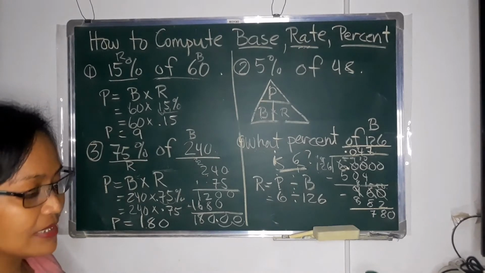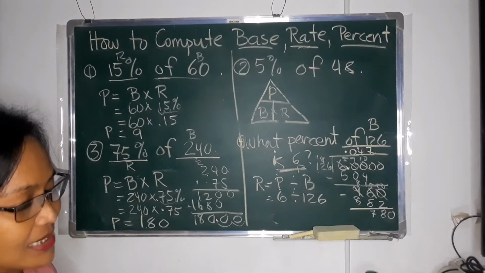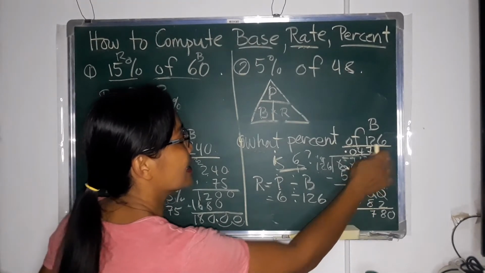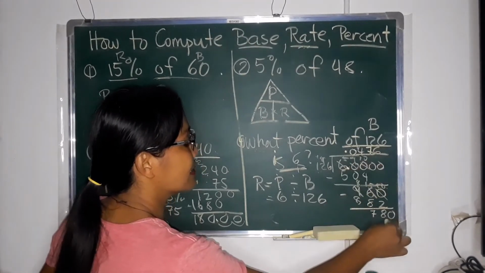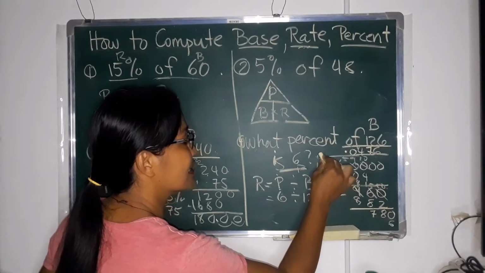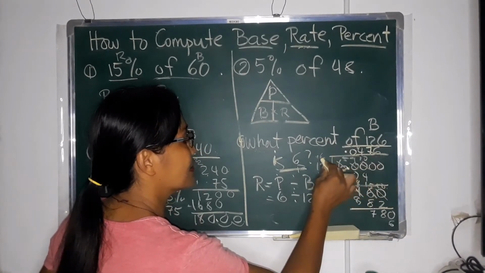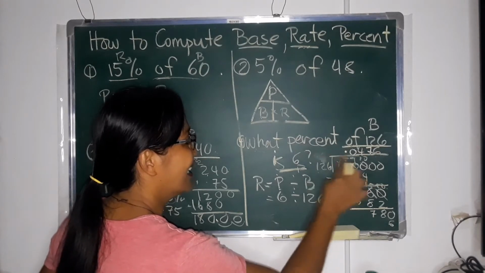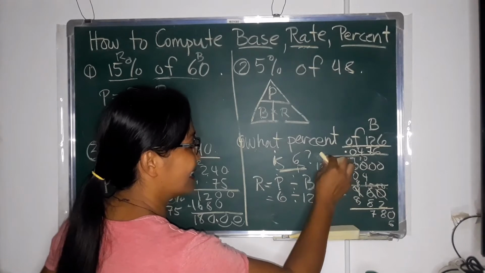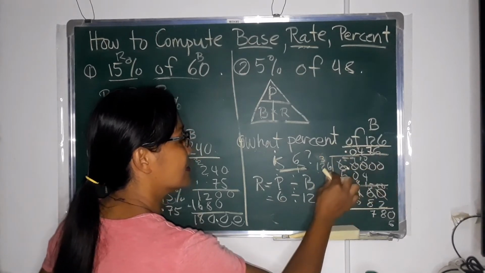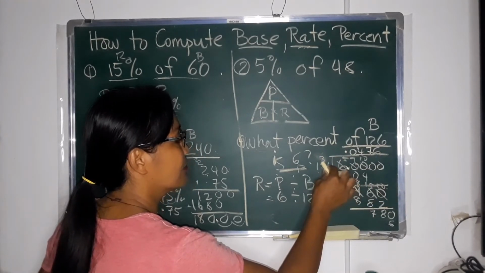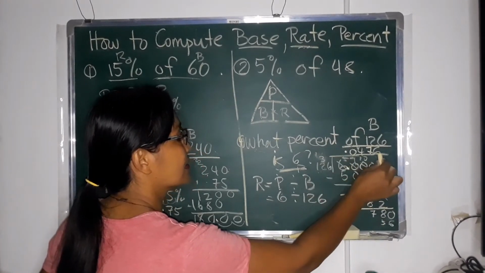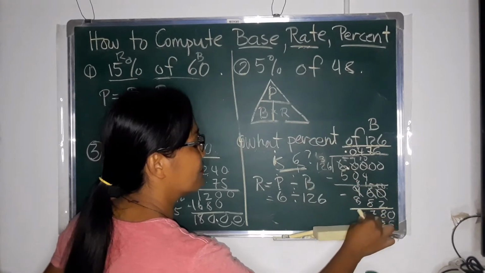780. So, i-divide pa rin natin siya. Try natin ang 6. 6 times 6, 36. Carry 3, I should say. Then, 6 times 2, 12, plus 3, 15. Carry 1. 6 times 1, 6 plus 1, 7.